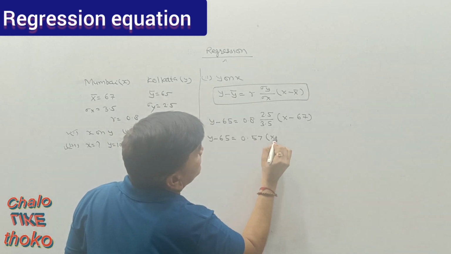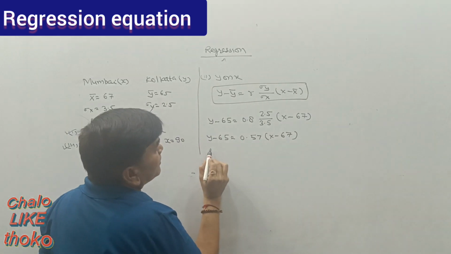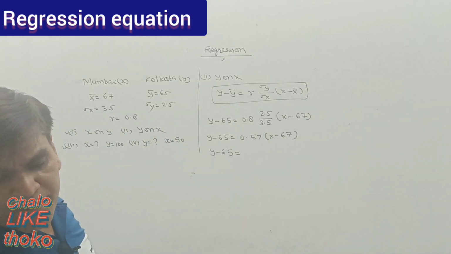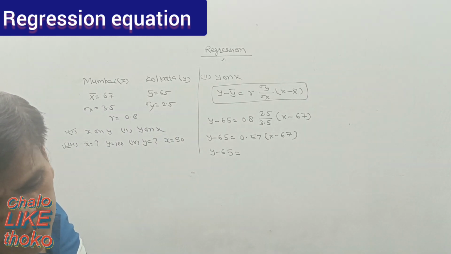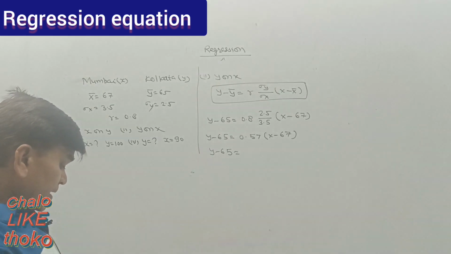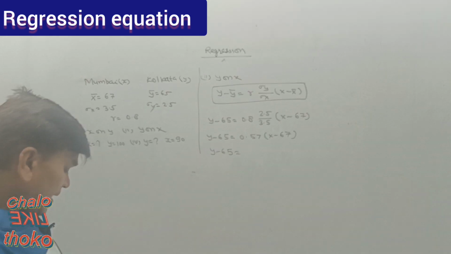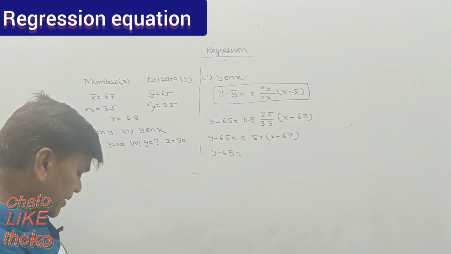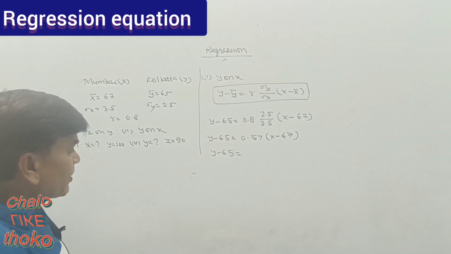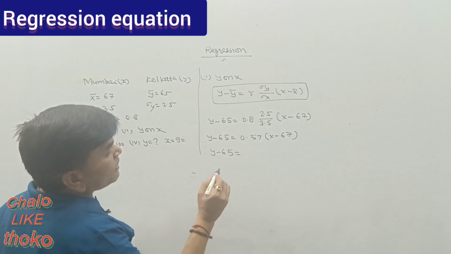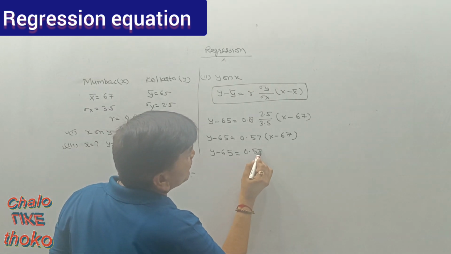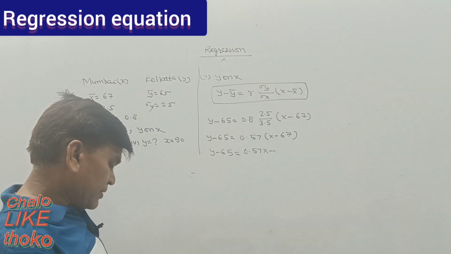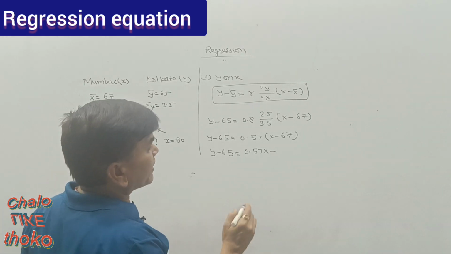0.57x minus 67. So y minus 65, that is 0.57. 1.12 is okay. Then again, 0.8 multiplied by 2.5 divided by 3.5, that is 0.57, okay. So that will be 0.57x minus, multiplied by 67, we will get 38.28.